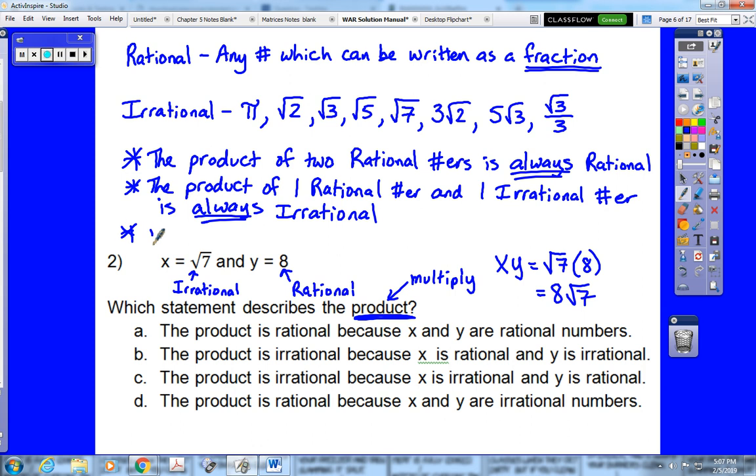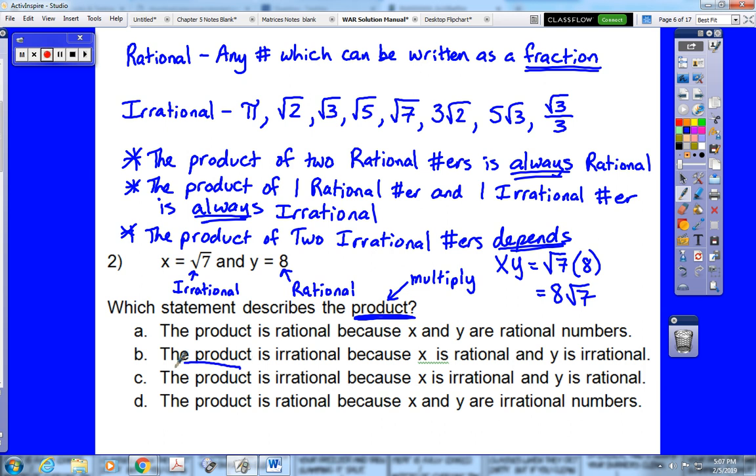And finally, the product of two irrational numbers, that's the hard one, because it depends. Sometimes it's rational, sometimes it's irrational. But in this case, one is irrational, one is rational. In this case, x is irrational and y is rational.